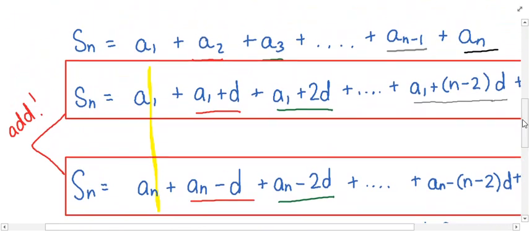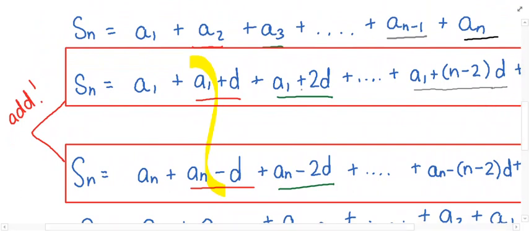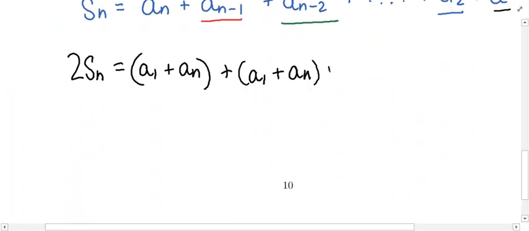Then I'm going to move over and do it again, adding the stuff in the next column. Look at what happens here. You're going to get a1 plus d minus d, so the d's cancel, and you're left with a1 plus an. So I get another a1 plus an. Then I move over to the next column and add these. 2d is going to cancel with negative 2d, and I'm left with a1 plus an. Here we go, another one.